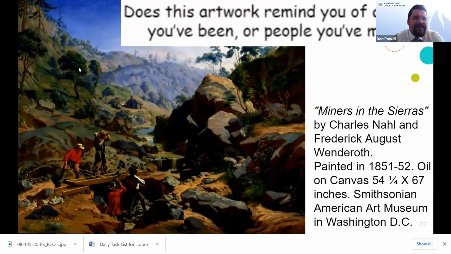Does this artwork remind you of a place you've been or people you've met? And maybe it does. Maybe your students have been up to the Sierras. Maybe they haven't. Maybe they've been hiking on a mountain trail that's nearby to their local community. And maybe they've never had that experience, at various farms and things like that. And tourist traps, I'll call them. They have little opportunities for kids to go mining for gold.